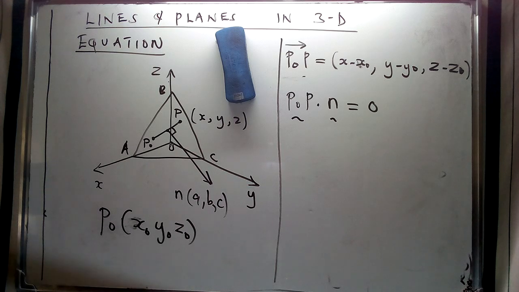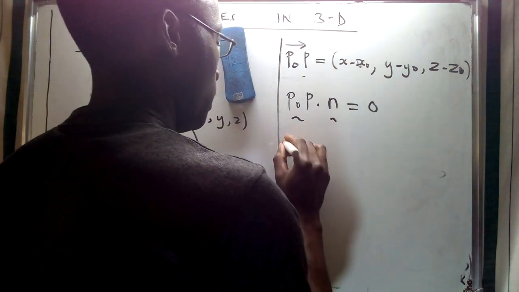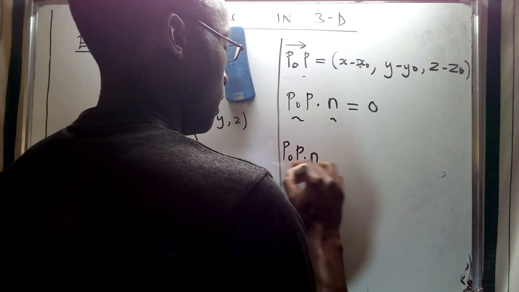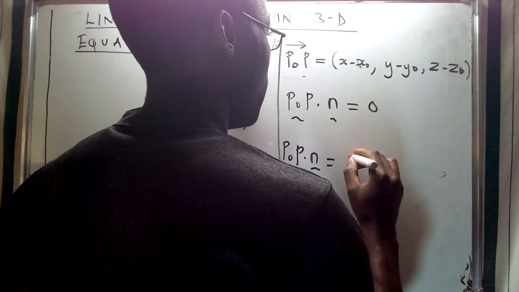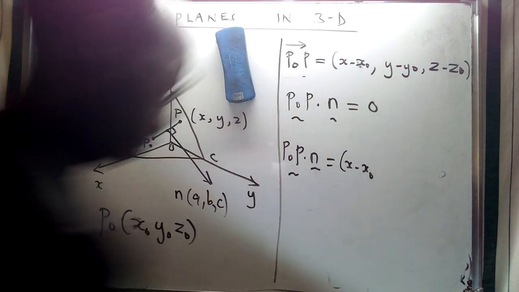So therefore, we're going to have that dot product given as P0P dot n, given as a(x minus x0).